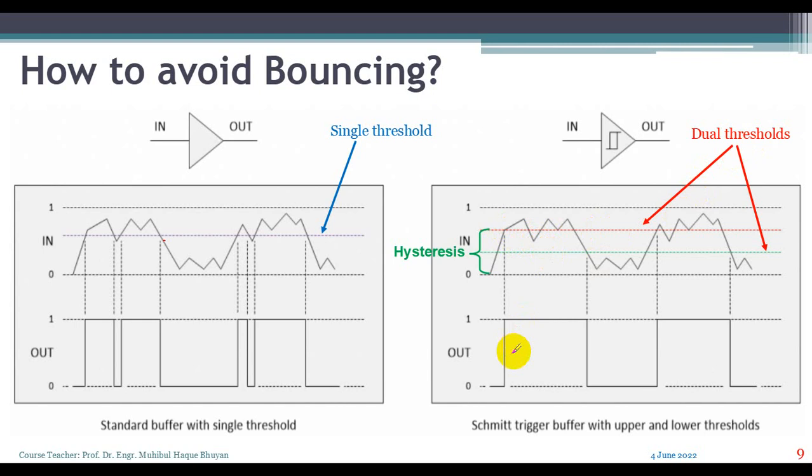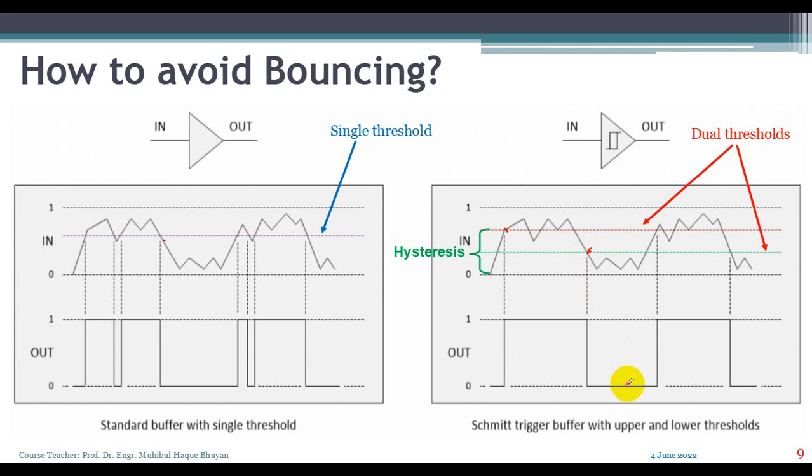So what is happening over here? Let's analyze. At this point, the signal is crossing the upper threshold, so we'll treat it as 1. And the signal is not crossing the lower threshold, so we'll not treat it as 0. It's still 1, till the signal crosses the lower threshold. At this point, the signal is crossing the lower threshold, so we'll treat this one as 0.